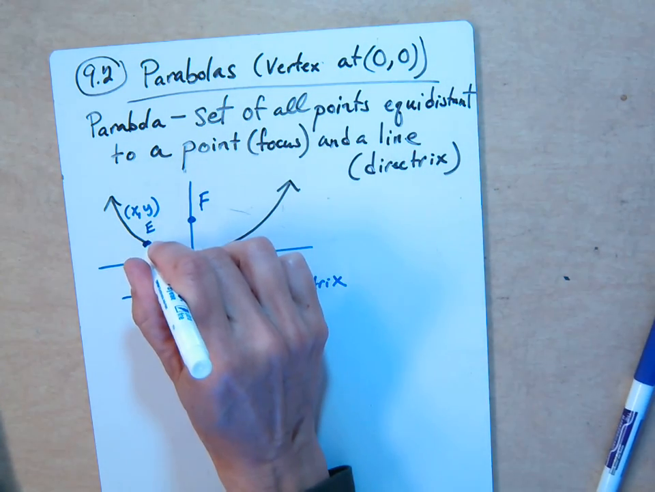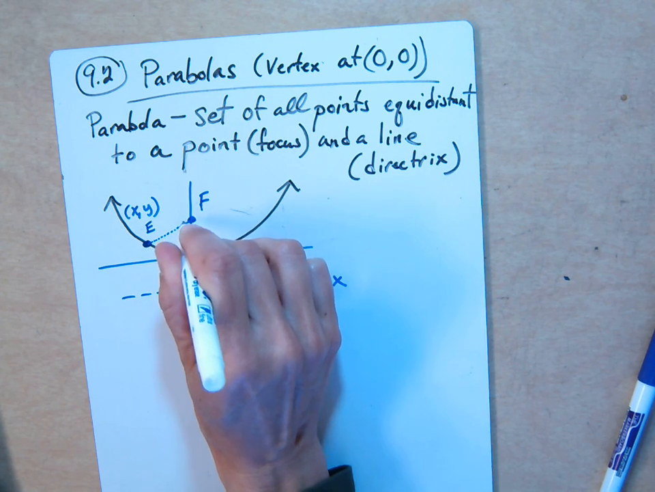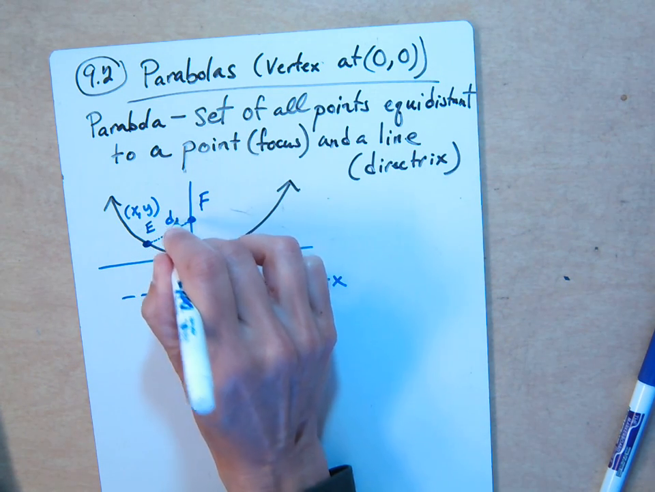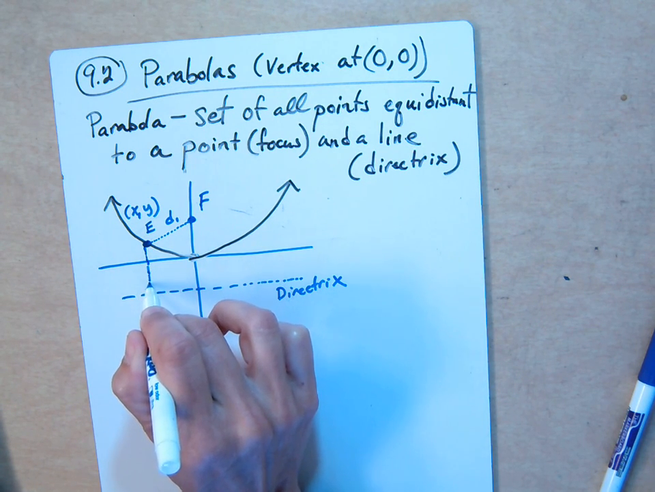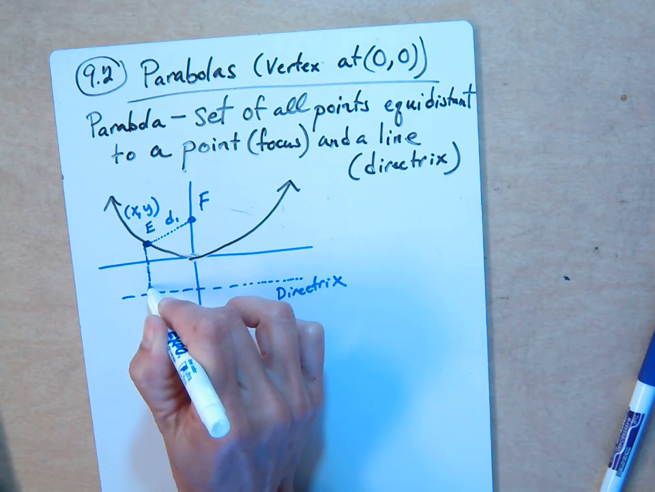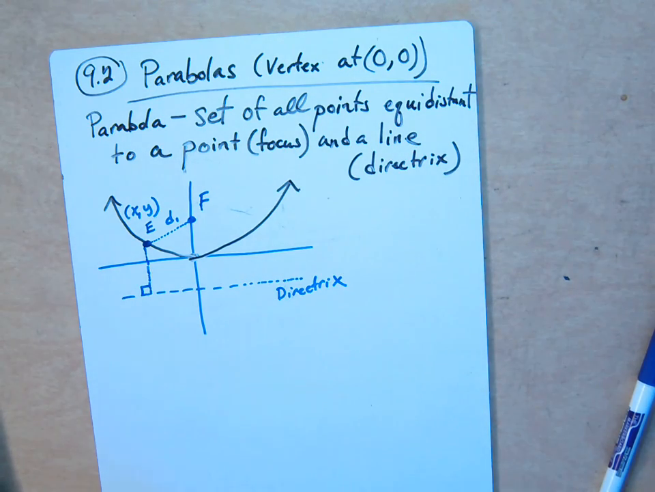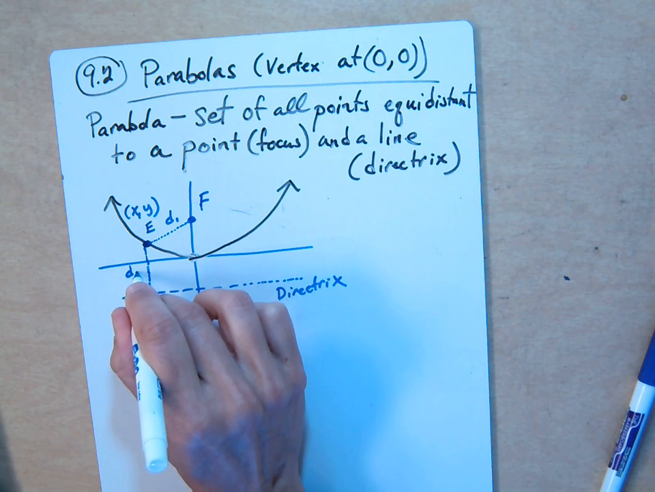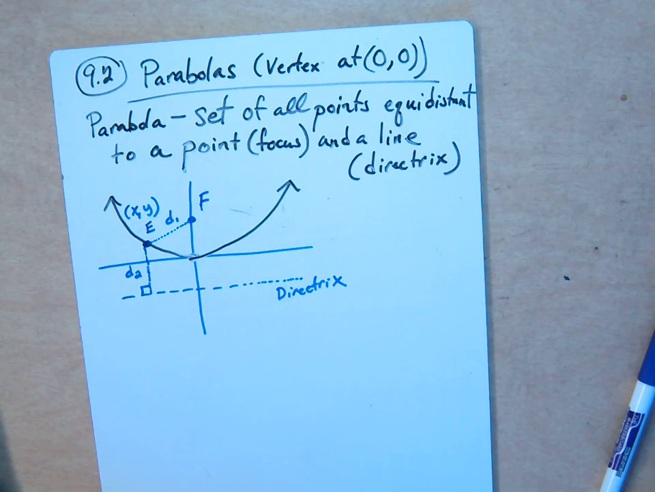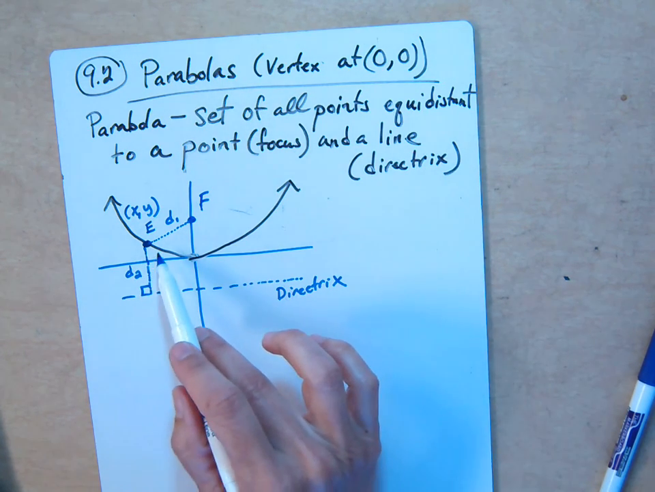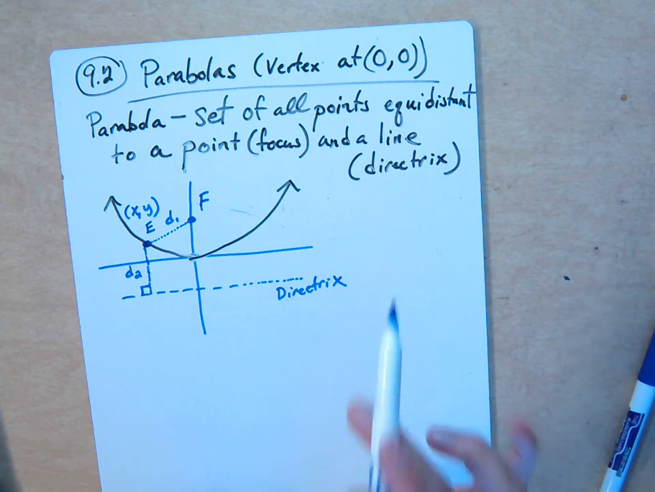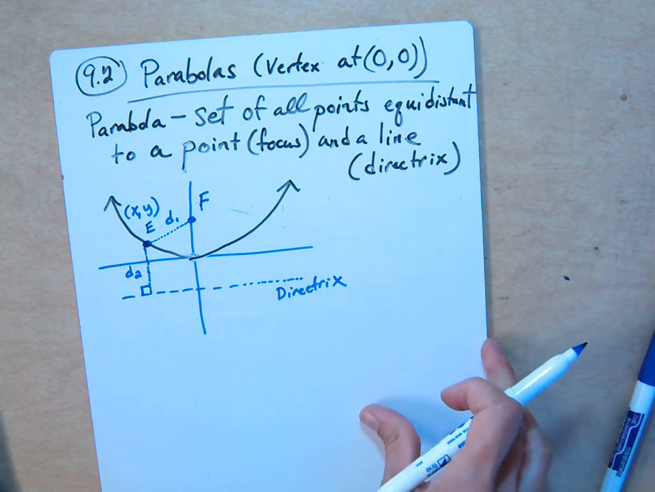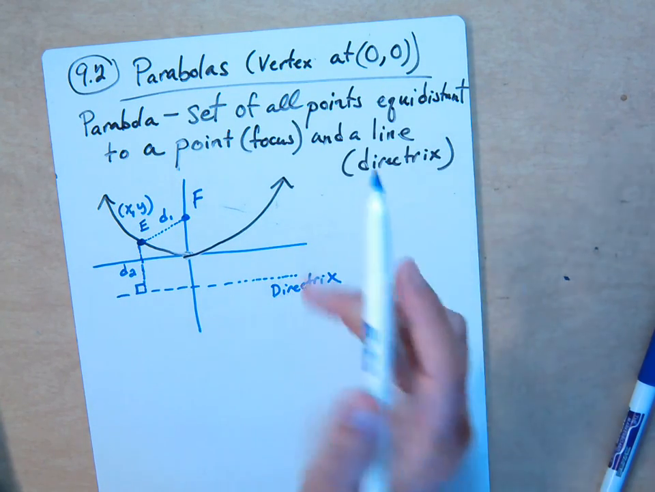So it means that this distance right here to the focus, the shortest distance, I'll call that D1, is equal to this distance, even though it might not look like it on my picture. The shortest distance to a line is the perpendicular distance. So D1 equals D2, and that would be true no matter where I picked my point. If it was perfectly drawn, every single point is the same distance from the focus and the directrix. So that's the definition. Now let me show you where the equation comes from.